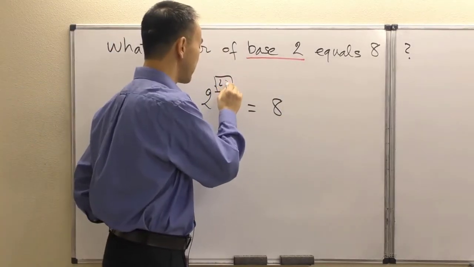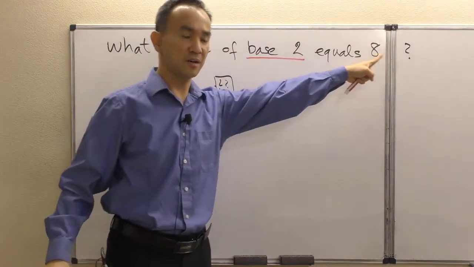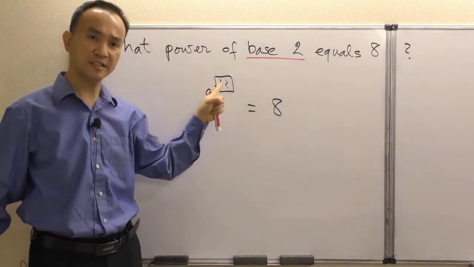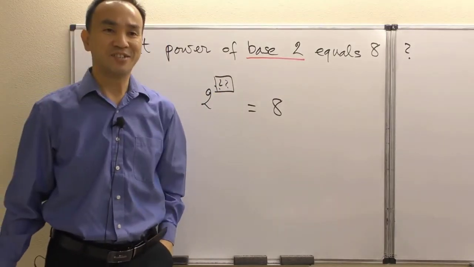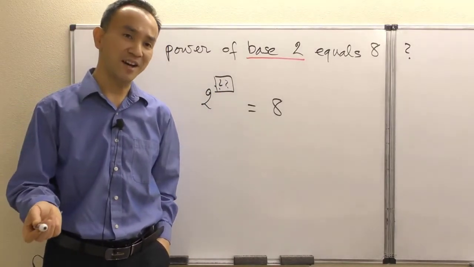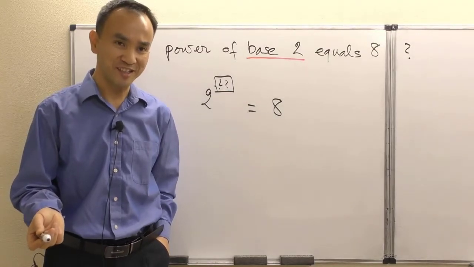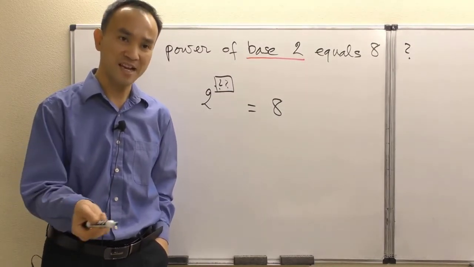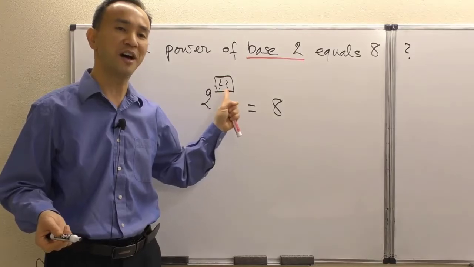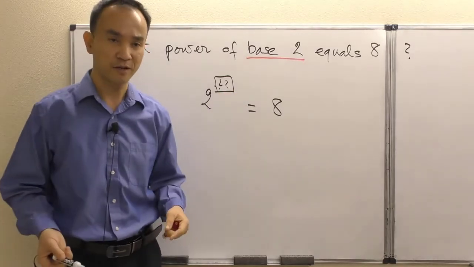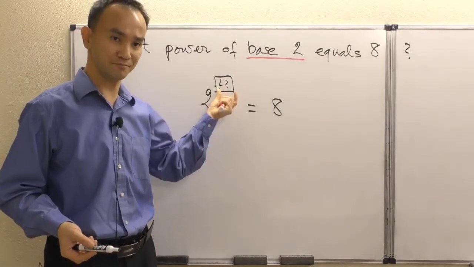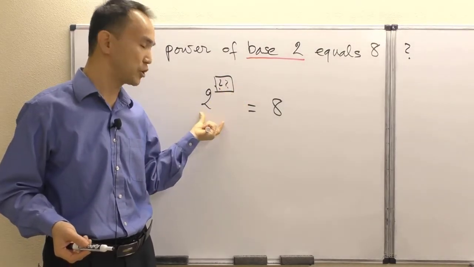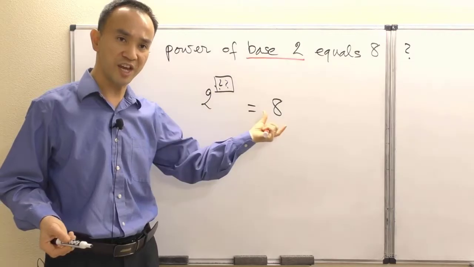So I put a question mark here. We put the question mark here because that power is now the unknown. All right. And so this is how I was able to say earlier that within our mental math capability, we should be able to quickly find this answer. We don't need a calculator for this. Apparently, 2 to the third power, so power 3 of base 2, equals 8.